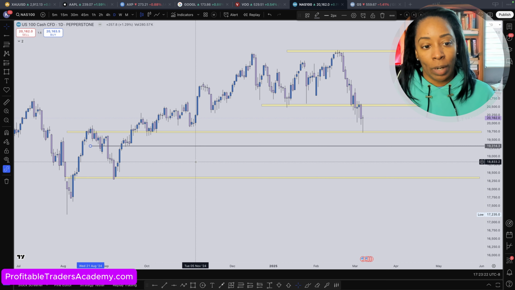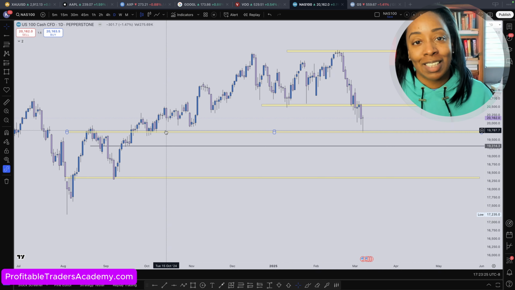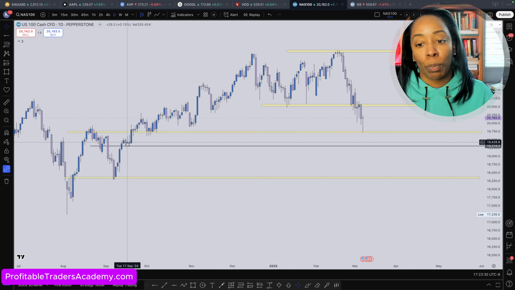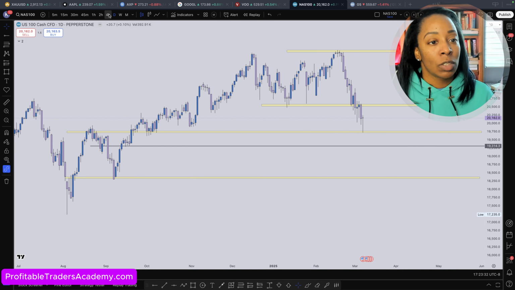I'm using a horizontal ray because it's easy to draw. So these yellow boxes are basically my key zones, and this is kind of a minor zone because we have a minor support throughout here. So anyway, let's go down to H4.